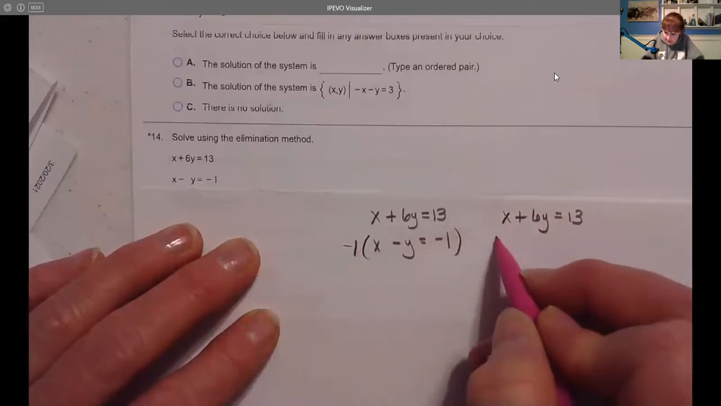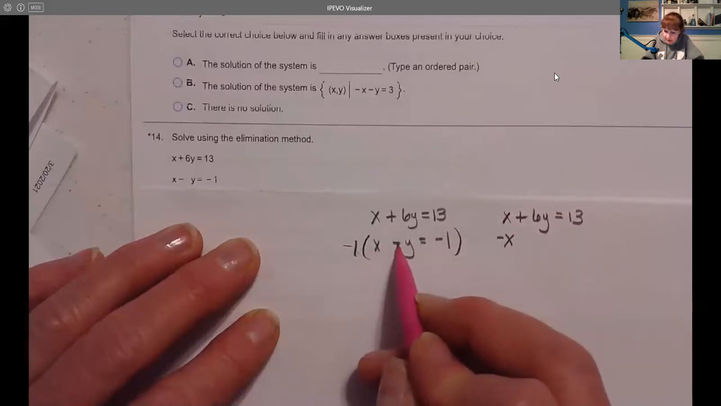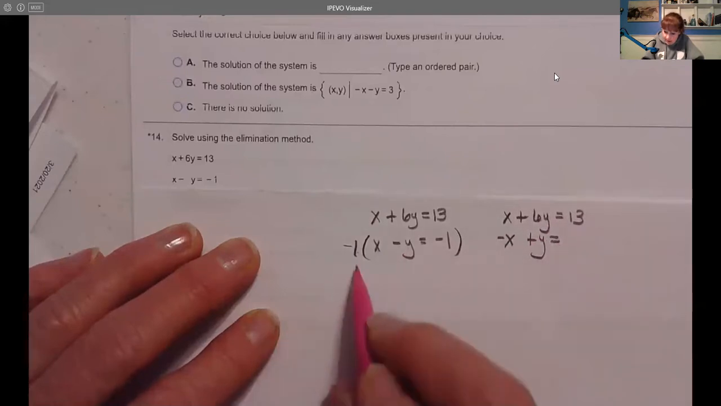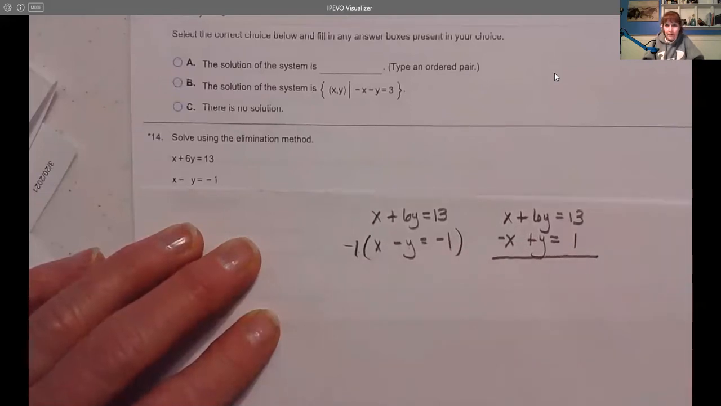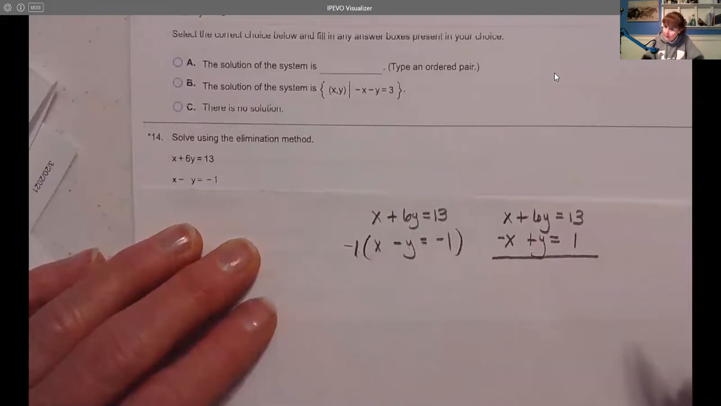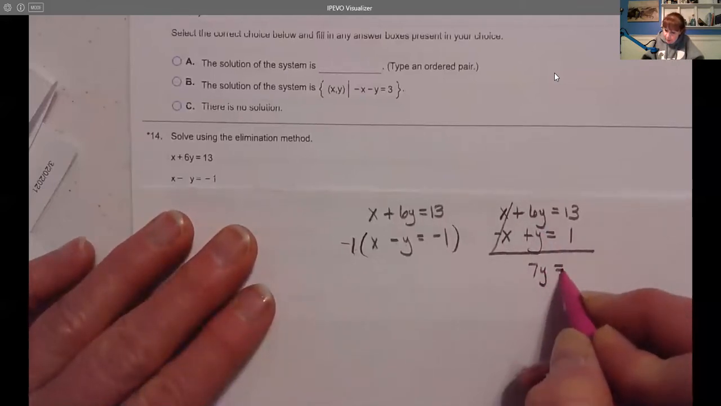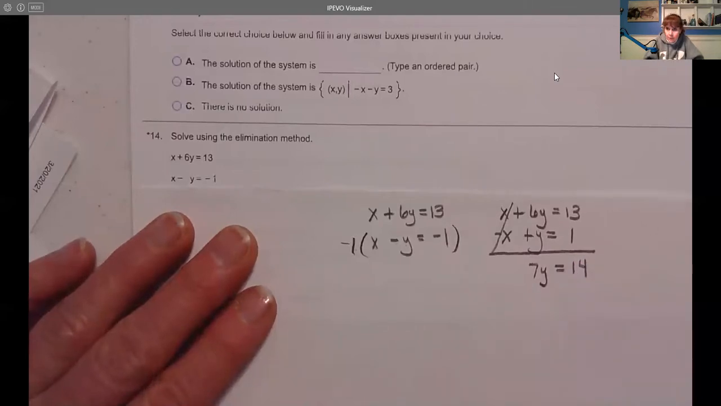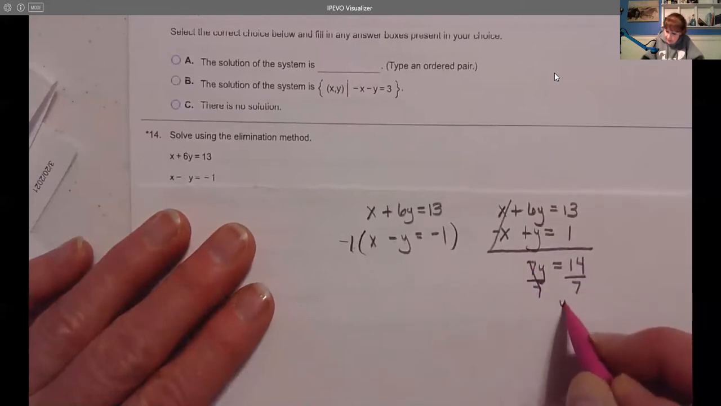-1 times x is a -x. Yay, they're equal and opposite, they'll drop out. -1 times a -y is a positive y. And a -1 times a -1 is a positive 1. Okay. So when I use the elimination, these are eliminated when I add these two equations together. So I end up with 7y equals 14. Perfect. Divide by 7, y equals 2.